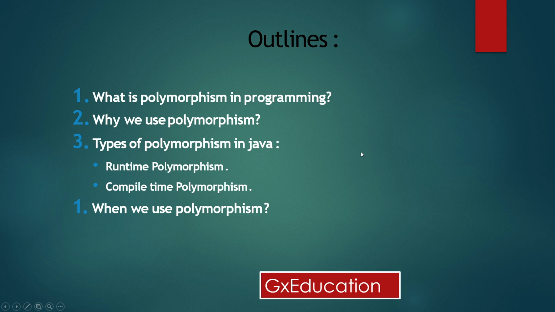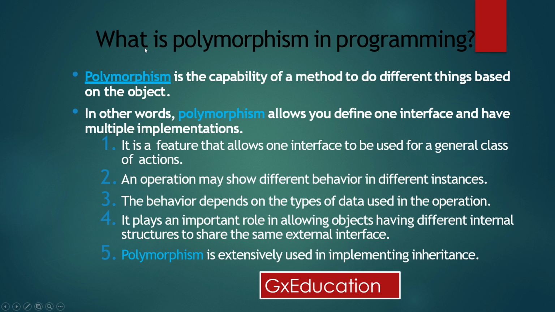Let's start this session with a very nice question. What is polymorphism in programming? It is a very important concept in Java. Polymorphism is the capability of a method to do different things based on the object. If we want to do a difficult task, then we will use polymorphism. So polymorphism is the capability of a method to do different things based on the object.